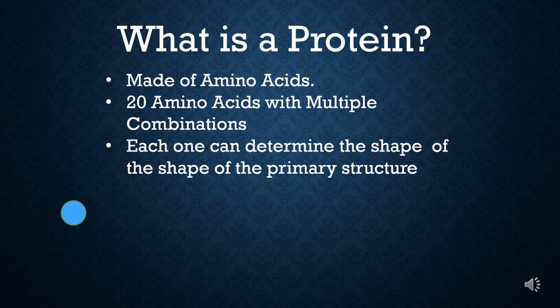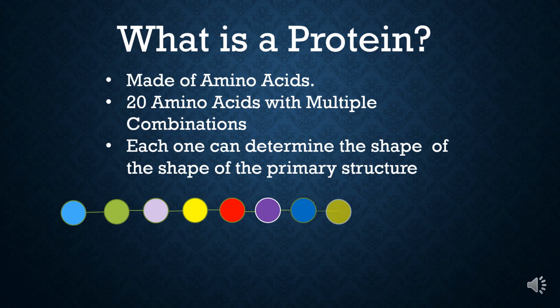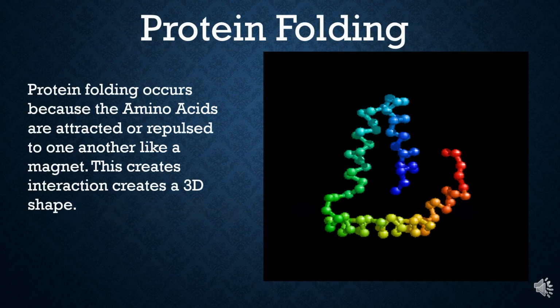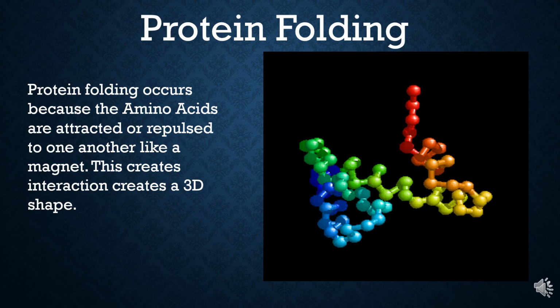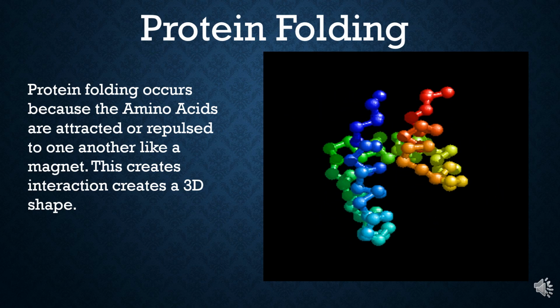A protein molecule is made up of amino acids. There are 20 different amino acids with thousands of combinations. A protein molecule is a long string of amino acids held together by a chemical bond. This sequence of these amino acids is called a primary structure. All healthy protein molecules are unbranched chains of amino acids.